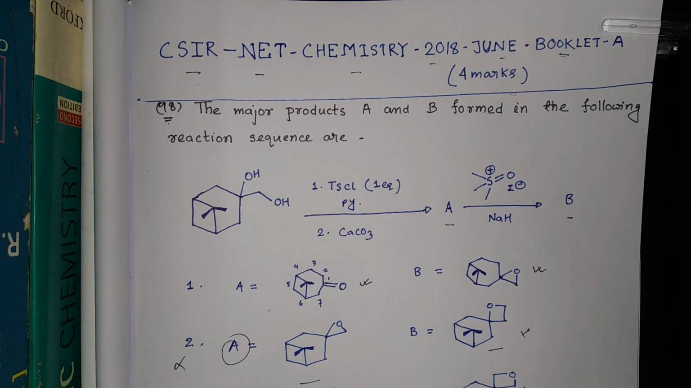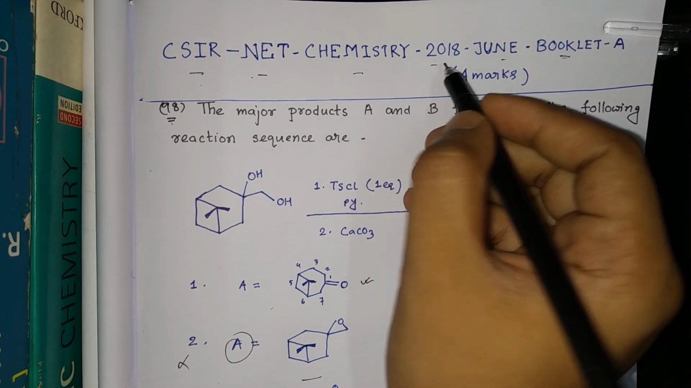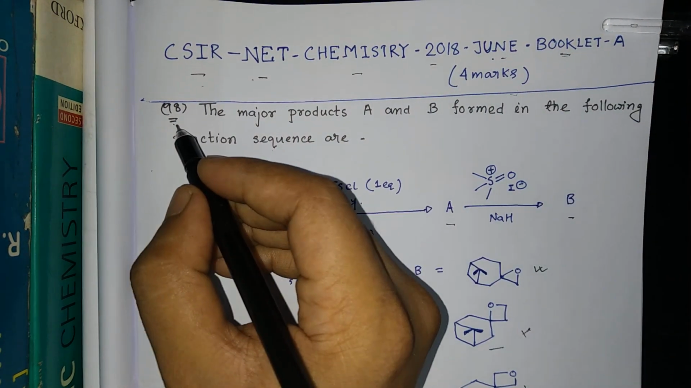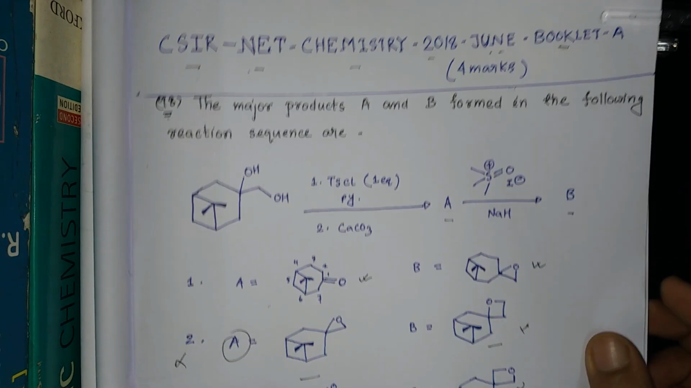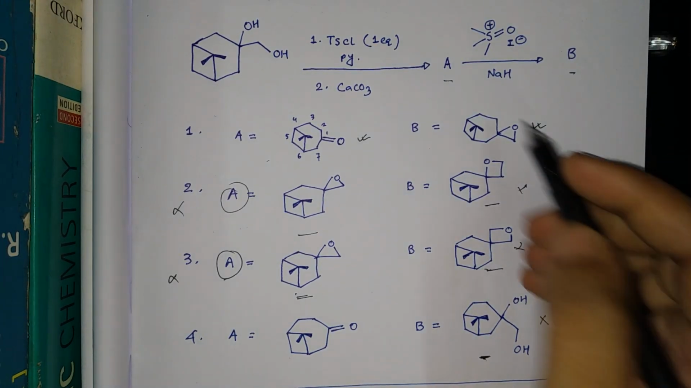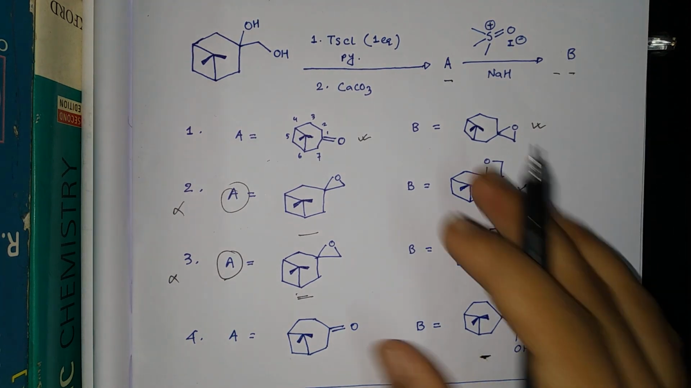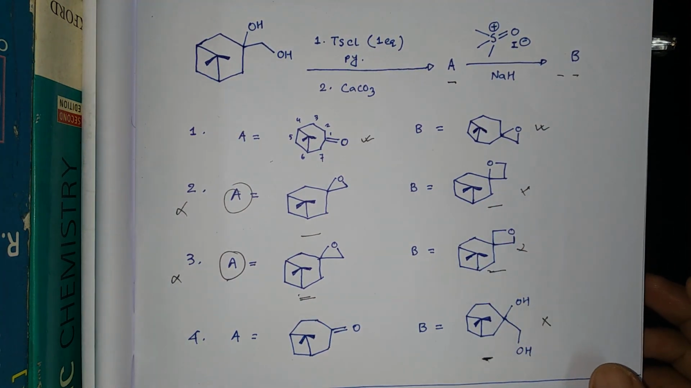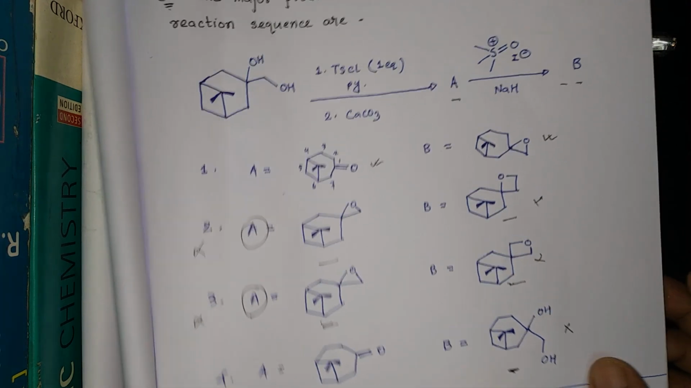Hello guys, today we will discuss the CSIR NET Chemistry 2018 question, June booklet number A, question number 98. It is a 4 marks question. This is the question on your screen and we have to determine A and B. There are 4 options given, and we have to understand which one is the correct answer. So we will go through the mechanistic details of this reaction.